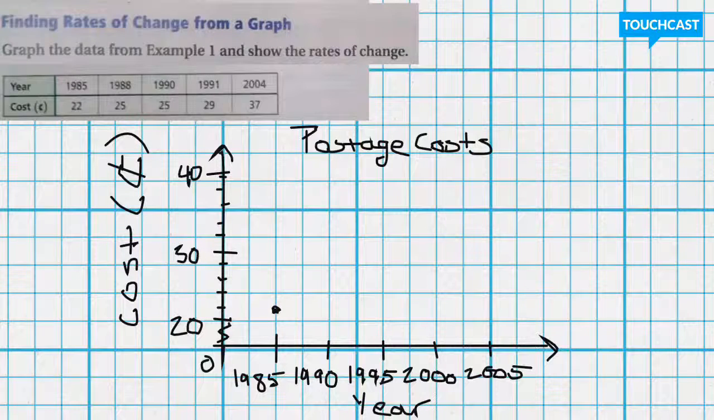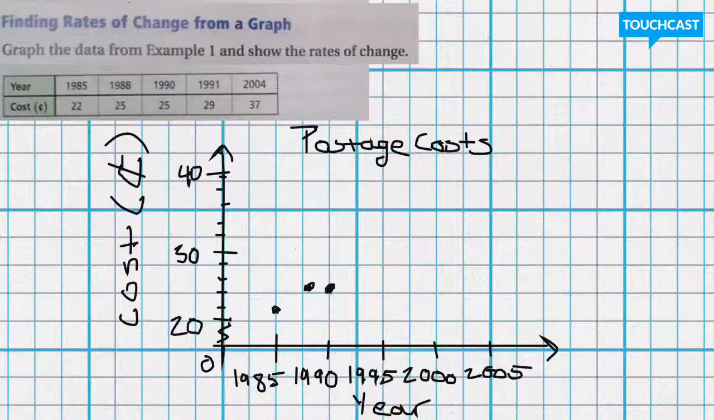So we've put the first point. Let's put our next point. In 1988, it cost 25 cents. Every 2 boxes on my x-axis, I went by 5s, which means 3 years later is just between the next 2 boxes. So we'll put a point right about here. And then in 1990, it also cost 25 cents. So at 1990, we'll put a point about here.